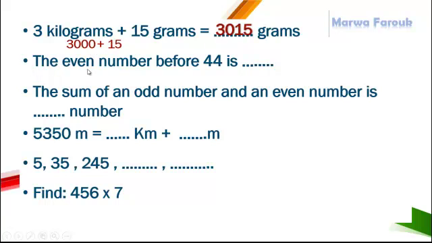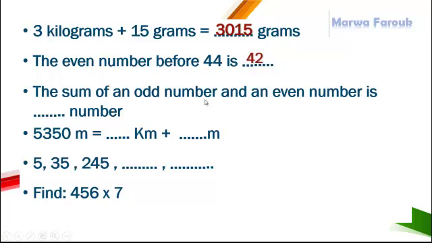Next one, the even number before 44, and we said that before 44 we have 43, but 43 is not an even number, it's an odd number. So we are going to make the number that is before 43, which is 42, and it's an even number.